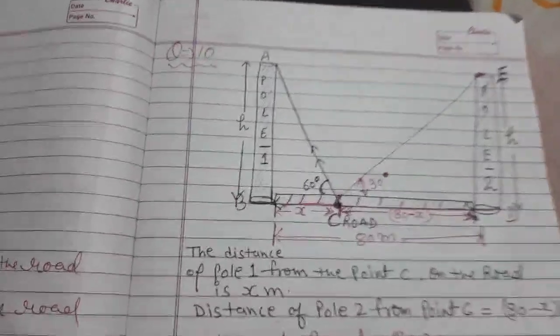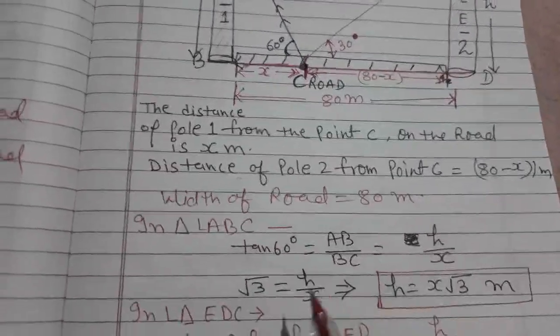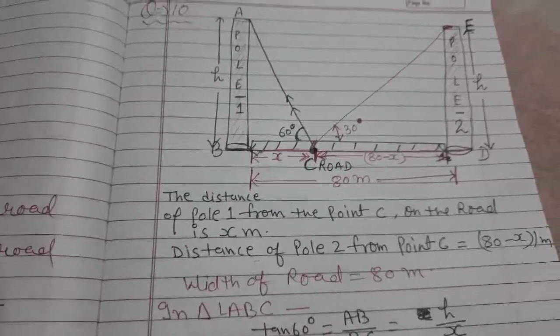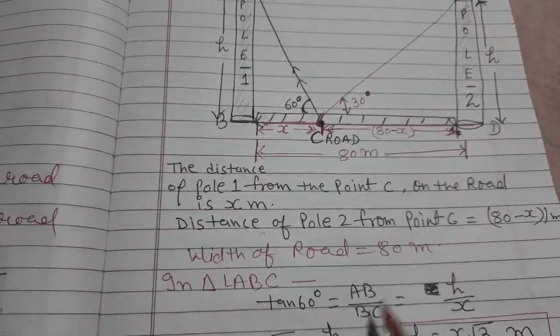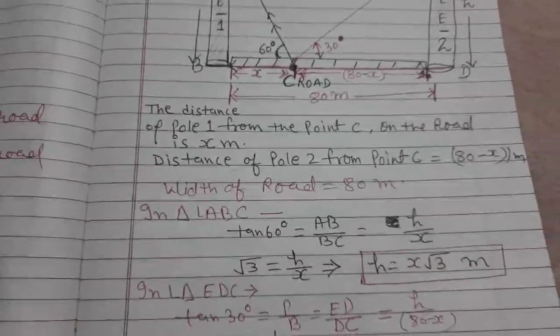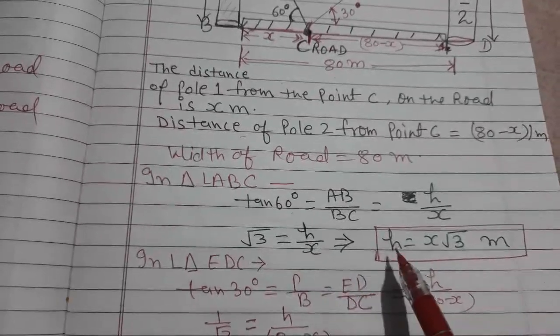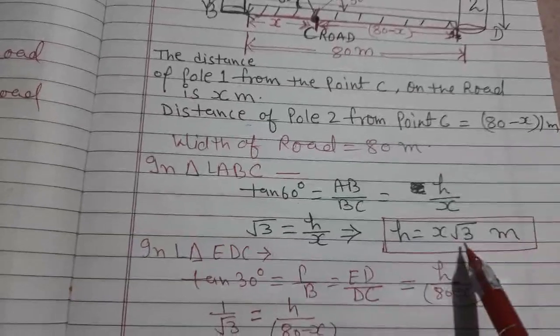First we take the right angle triangle ABC. In this, the angle of elevation is 60, the height is not given, the base we are considering x, so tan 60 equals h upon x. Tan 60 is root 3, so root 3 equals h upon x. So h will be x root 3 meter after cross multiplication.